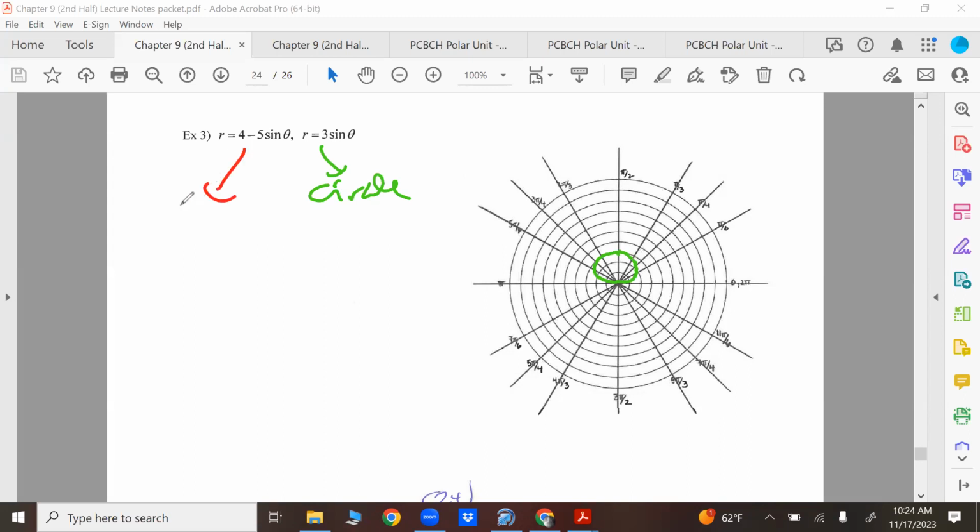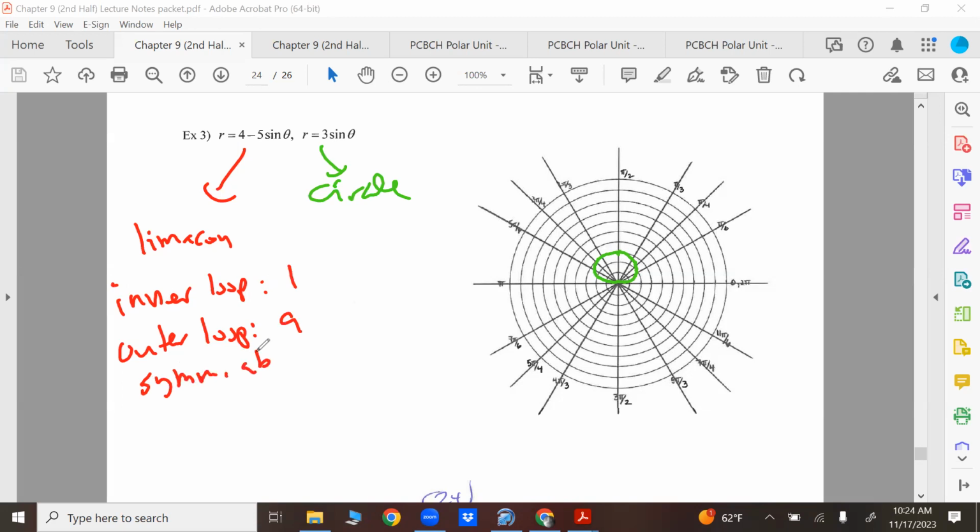This is going to be a limaçon. So if we think about it, the inner loop, how long is the inner loop, guys? 1. How about the outer loop? 9, totally, right? And we're also going to be symmetric about theta equals pi over 2, because of the sine. We'll be symmetric about that.